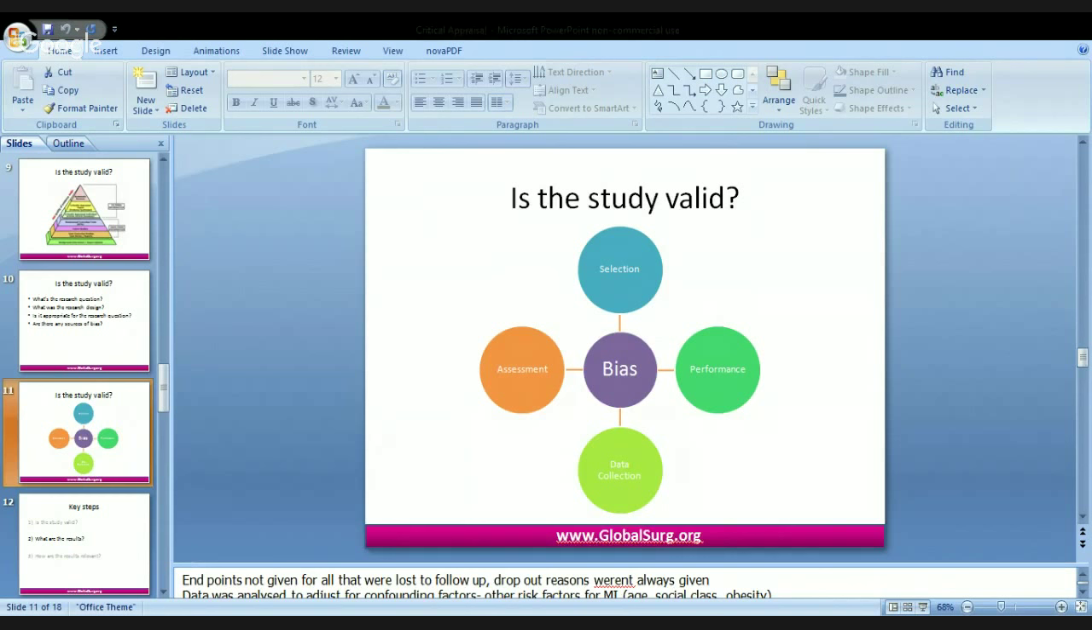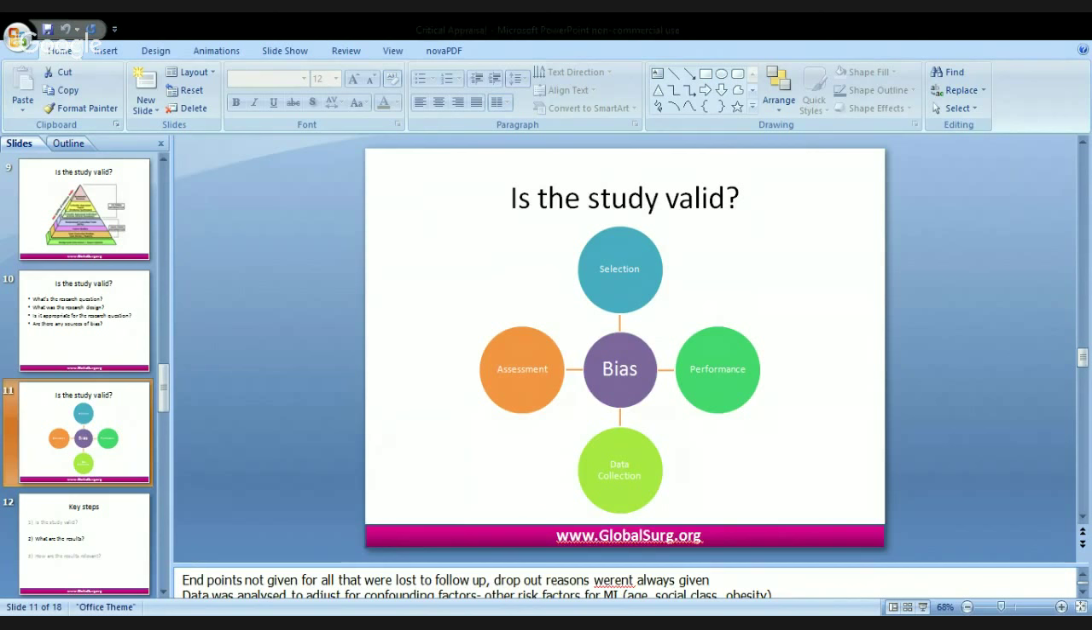So here we know that our population are women on contraceptives. Our intervention is oral contraceptives versus the comparison of other types of contraceptive, and the outcome we're looking at are MIs. So you can break your question down into keywords that would help you search databases, be that Web of Science, Embase, Medline, or a combination of these to try and get as much information as you can.